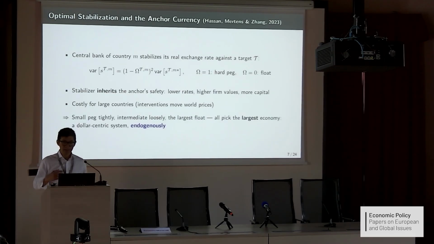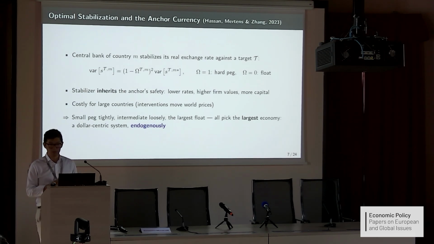And so what you get out of this is that you can get the dollar-centric system that you observe in the world endogenously. Small countries are going to want to stabilize their exchange rate fully. Medium-sized countries will want to have a loose stabilization, and the largest countries are going to want to float. But importantly, all the countries are going to want to stabilize to one currency in particular, and that's the currency of the largest economy. And so that's a quick summary of that paper.